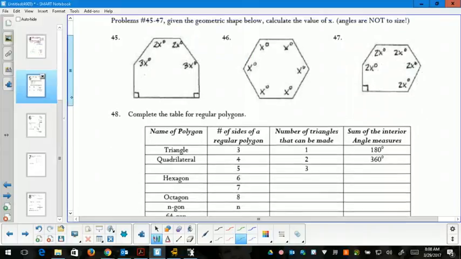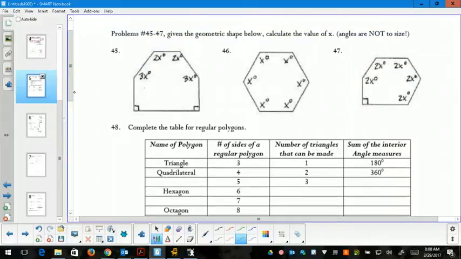Oh man, more of these. Are they interior or exterior angles? Interior. So I'm going to find the sum by doing the n-2 formula. Should I divide that by the number of sides for all of these problems? No, because only one of them is a regular polygon.